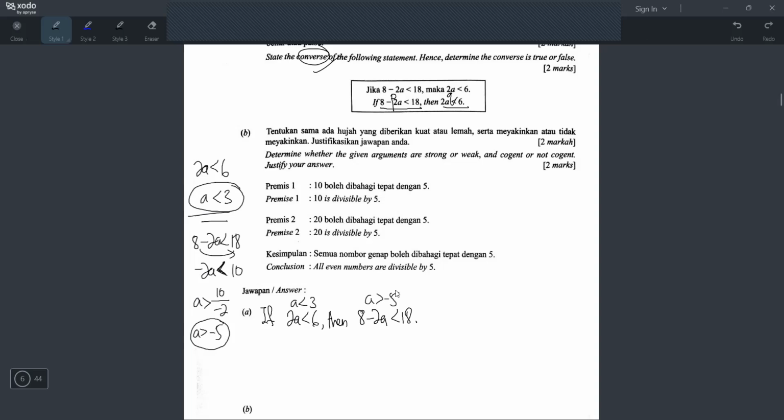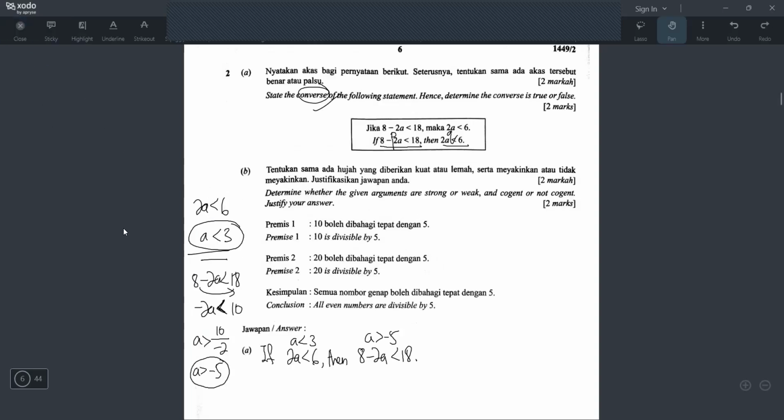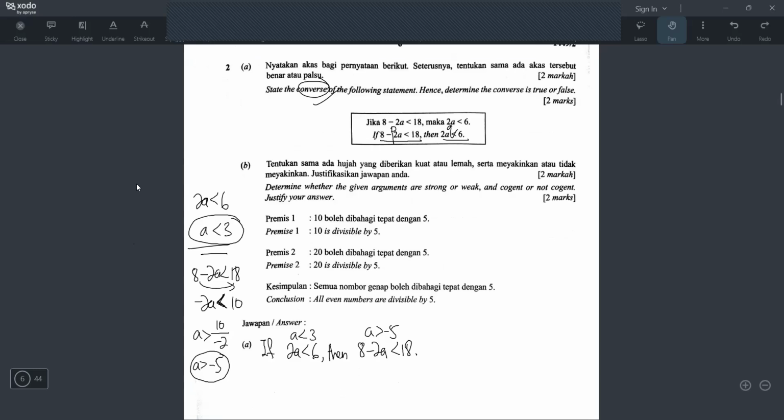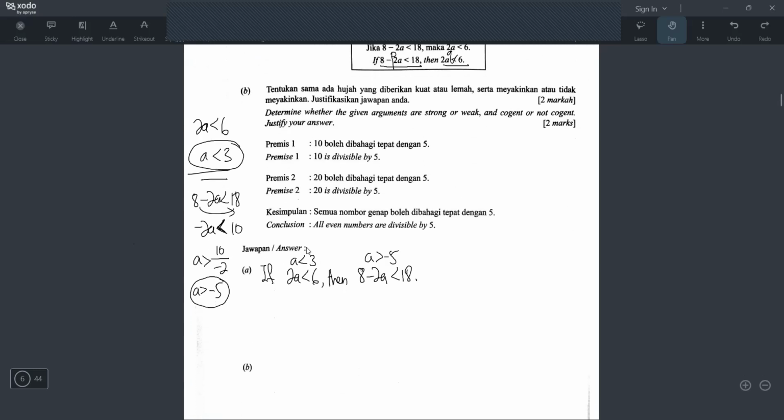Well, is this true or false? To be honest, there's no way to determine true or false, because when I first did this question, I was quite confused with this. How can you know whether this is true or false? If a number is smaller than 3, then the number is bigger than negative 5. Well, it's not necessarily so, right? Because if a number is smaller than 3, it can be 2, 1, 0, negative 1, negative 2, negative 3, negative 4, negative 5, negative 6, right? So it does not necessarily have to be bigger than negative 5, right?